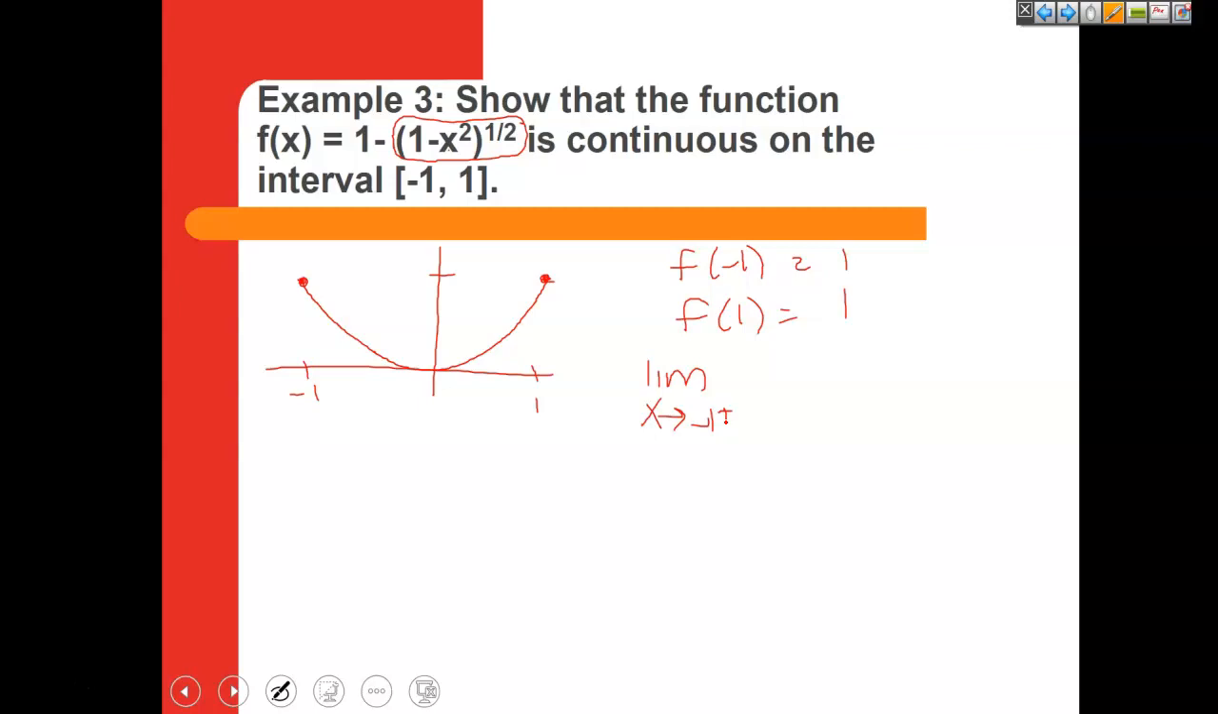If it asks you for the limit as x approaches -1 from the left, this is the case of undefined. There's no function to the left because it does not exist. However, the limit as x approaches -1 from the right is 1.